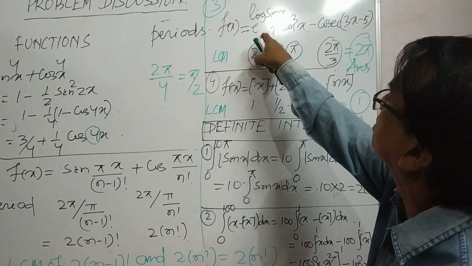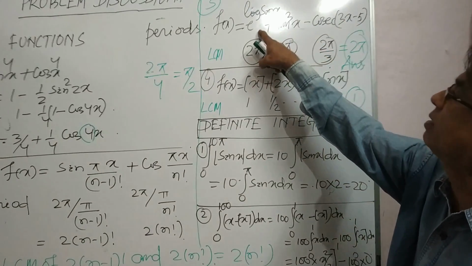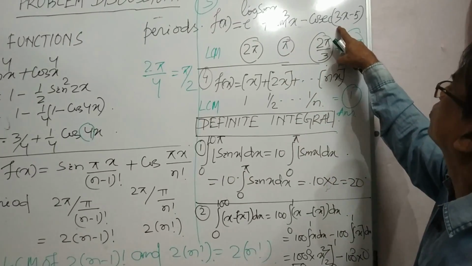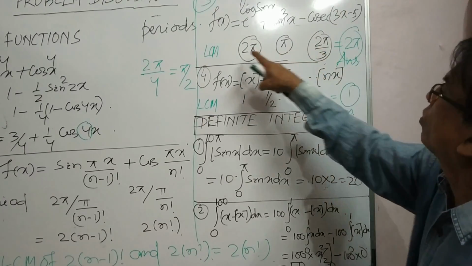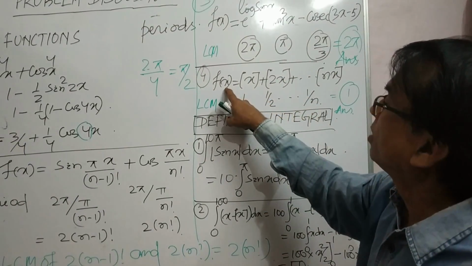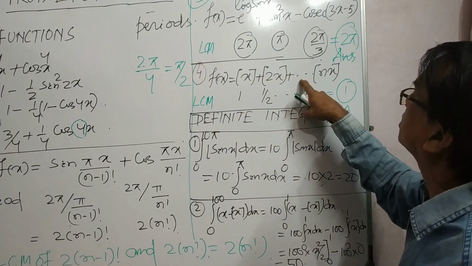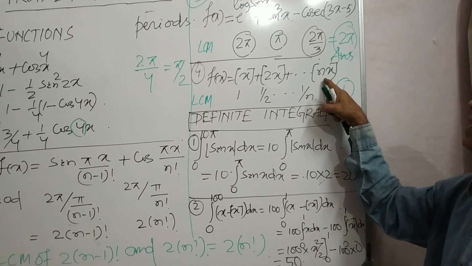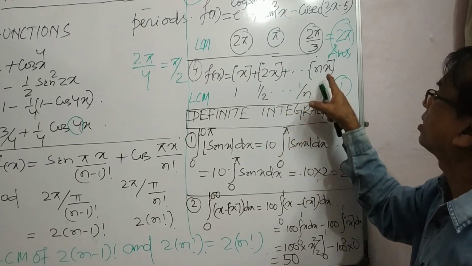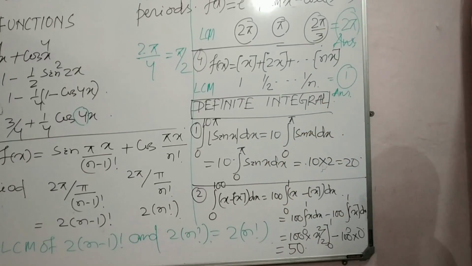And now f(x) is e to the log sin x plus tan cube x minus cosec 3x minus 5. What is the period of this one? 2 pi. What is the period of pi? What is the period of this one? Coefficient divided by 2. So what is the LCM of these three? It is 2 pi. Now coming to the greatest integer function, f(x) is the sum of greatest integer x, greatest integer 2x, greatest integer 3x, like this continuing up to greatest integer nx. What is the period of this one? It is 1, 1 by 2, up to 1 by n. What is the LCM of these? It is 1.